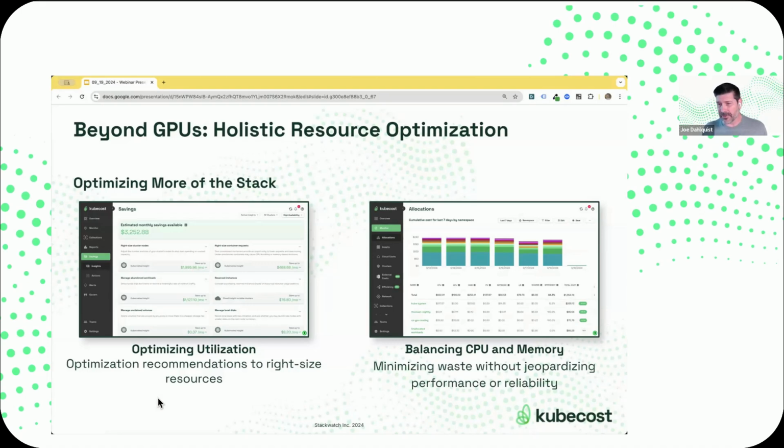It is a holistic approach, right? GPUs are a new aspect of it, a new dimension to it. But Kubecost is really working to try and help you understand how to optimize and become more efficient across your entire estate, which includes GPUs now.